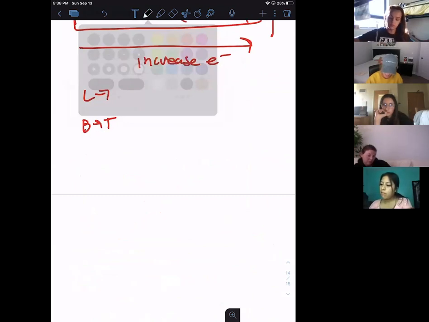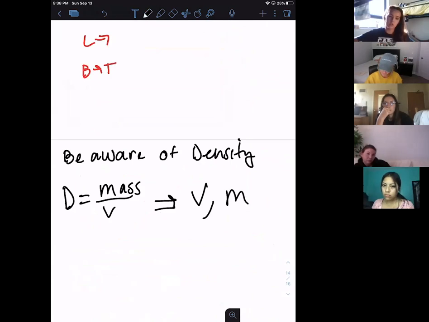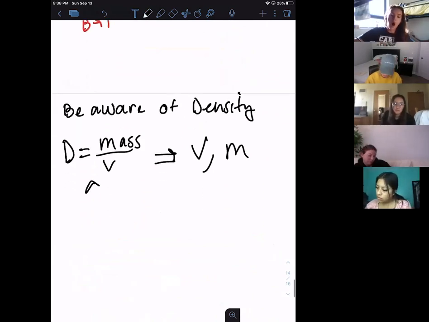Know that density equals mass over volume. Know that we can manipulate that to solve for mass or for volume. So if you solve for volume, or we can solve for mass, indifferently, okay? And it's all through this same one.